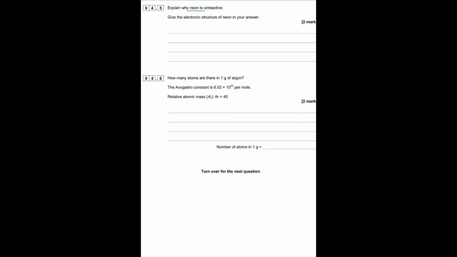Explain why neon is unreactive. Give the electronic structure of neon in your answer. So neon is unreactive because it has a full outer shell. And then what we do is we just give the electronic structure of neon, which is 2 in the first electron shell and then 8.